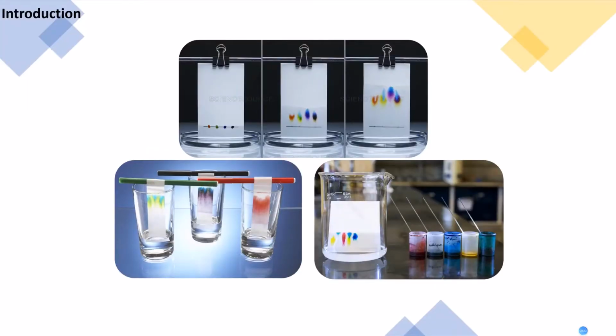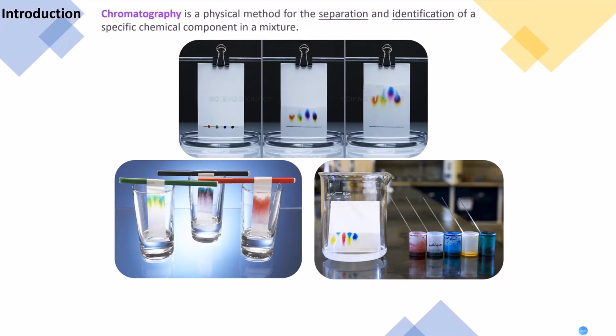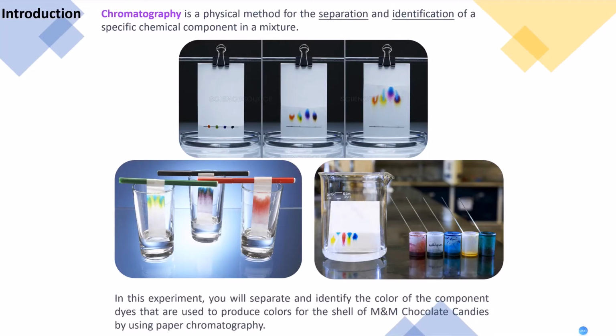Firstly, I will briefly introduce some basic background. You may wonder what chromatography is. Chromatography is a physical method for the separation and identification of a specific chemical component in a mixture. In this experiment, we will separate and identify the dyes that are used to produce colors for the shell of chocolate candies by using paper chromatography.